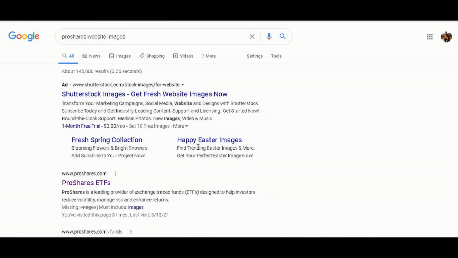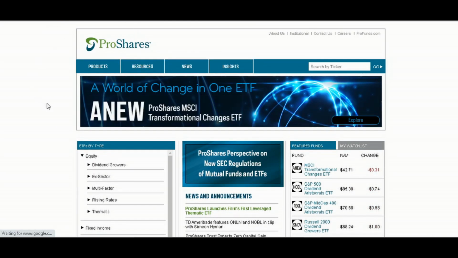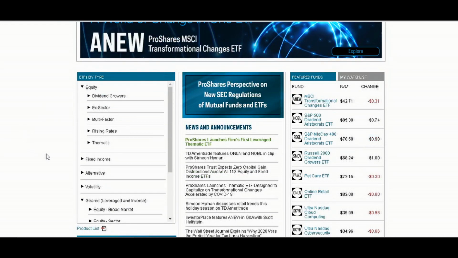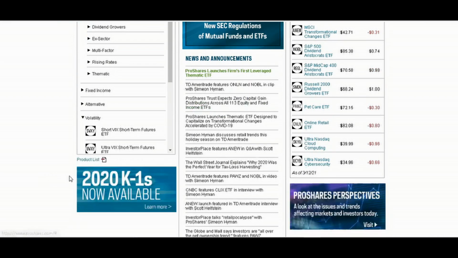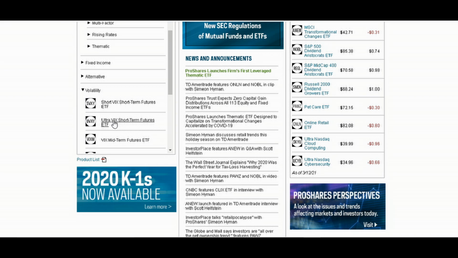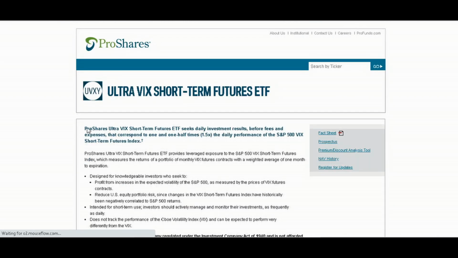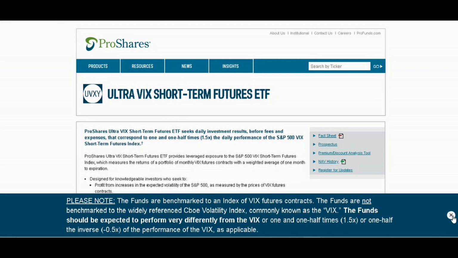So we're going to go back and also type in ProShares. We got the ProShares website, which is ProShares.com. We're going to scroll down because it's talking about volatility. Click on volatility, and then we see Ultra VIX Short-Term Futures ETF, UVXY. Click on that, and then you have all the information that you need.